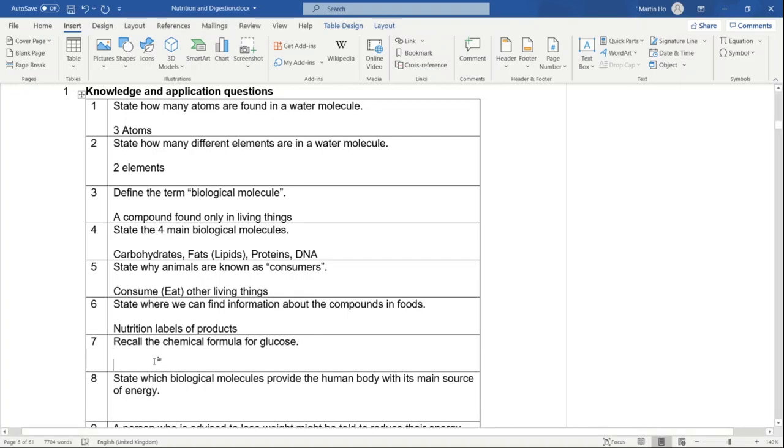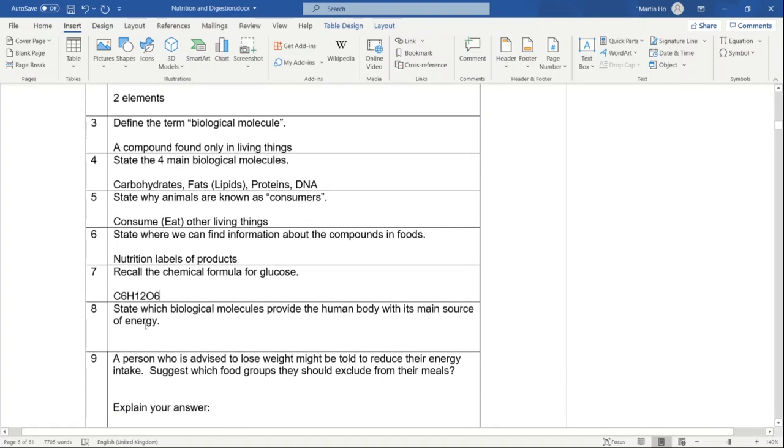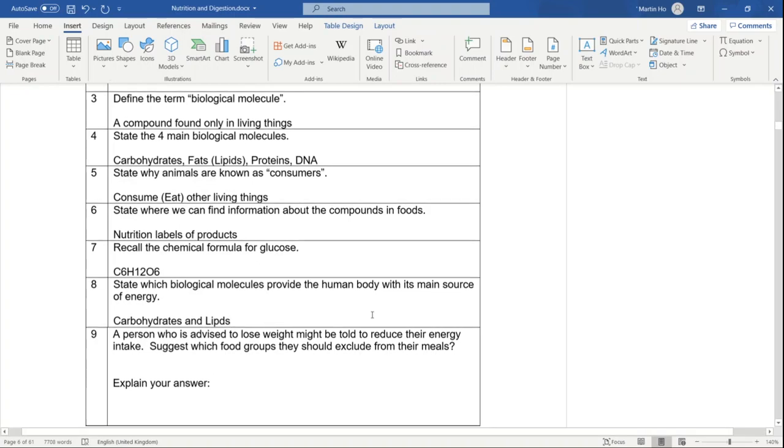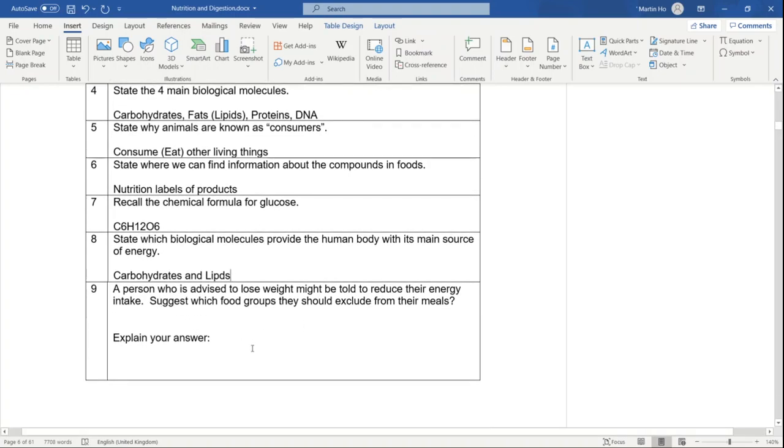Recall the chemical formula for glucose, C6H12O6. State which biological molecules provide the human body with its main source of energy. We know it's carbohydrates and fats or lipids. And a person who is advised to lose weight might be told to reduce their energy intake. Suggest which food groups they should exclude from their meals.